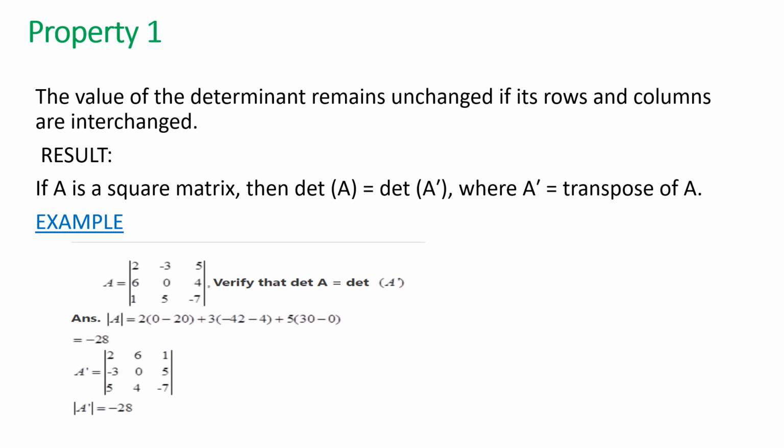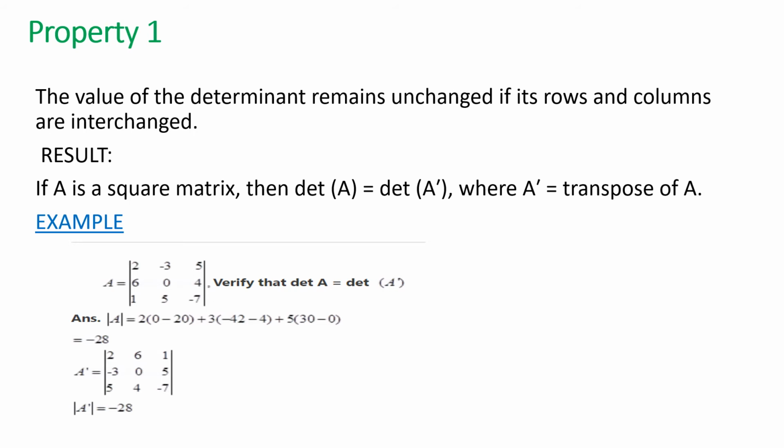Next are the properties of the determinants. The first property states that the value of the determinant remains unchanged even if its rows and columns are interchanged. So when we are interchanging the rows and columns, that means we are going to take the transpose. So transpose is not going to impact determinant in any way. Although in the case of matrices, it would have changed the matrix. But here it is not going to impact it in any way, which you can see in the example.